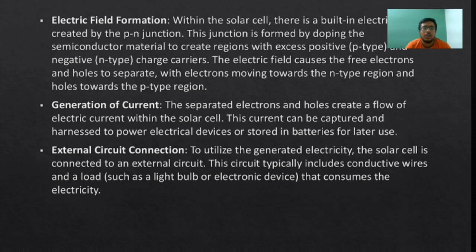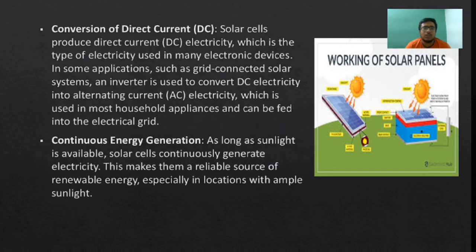Generation of current. The separated electrons and holes create a flow of electric current within the solar cell. This current can be captured and harnessed to power electrical devices or stored in batteries for later use. External circuit connection. To utilize the generated electricity, the solar cell is connected to an external circuit. This circuit typically includes conductive wires and loads that consume the electricity.